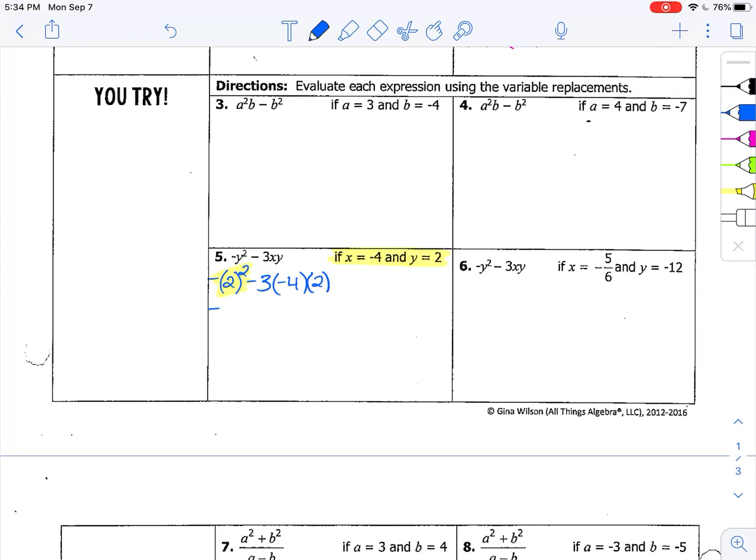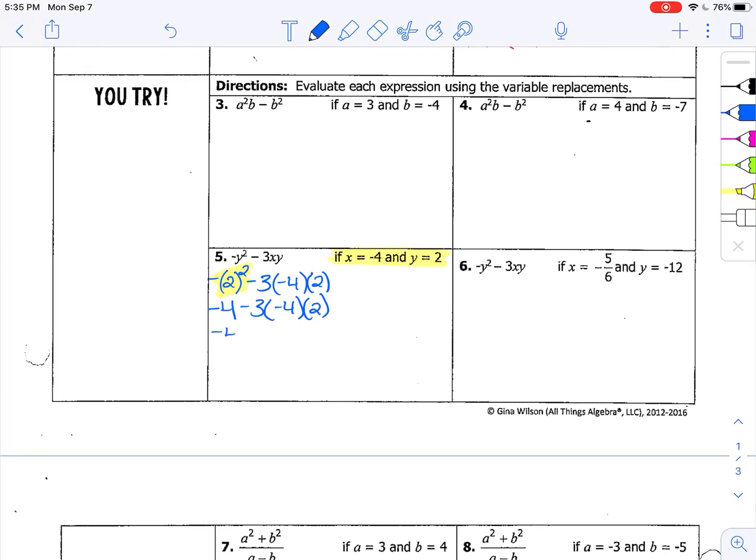2 squared is 2 times 2, which is 4. And then we are going to bring the rest of our expression down. We don't want to do too many steps at once to avoid mistakes. Next, according to order of operations, we are going to multiply. Remember, multiplying is like addition. It doesn't matter which order we multiply in.